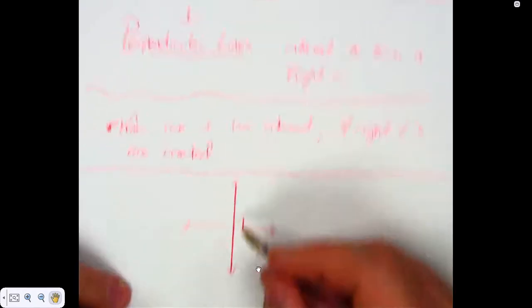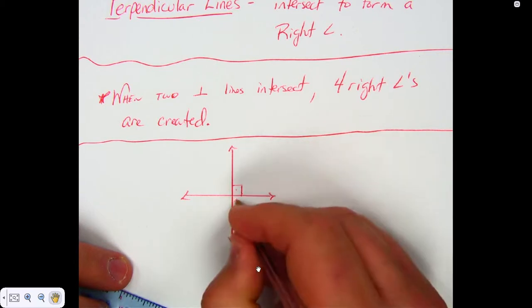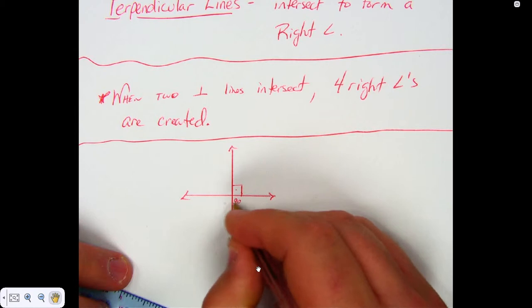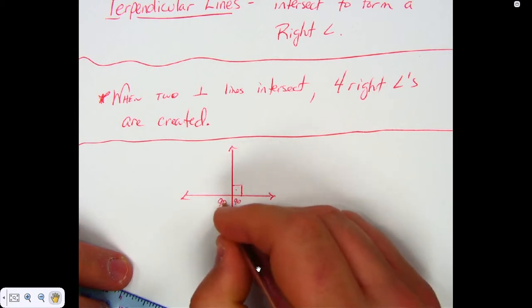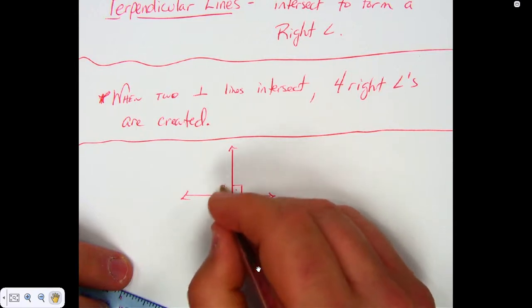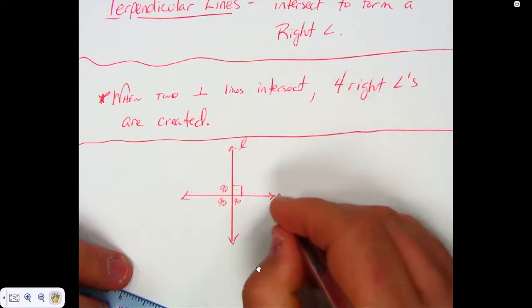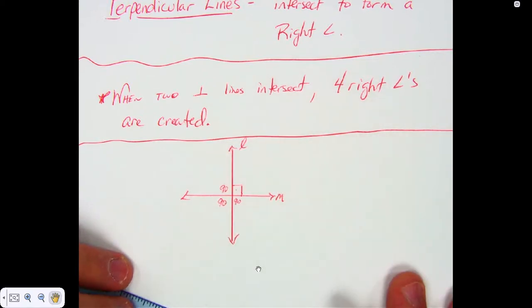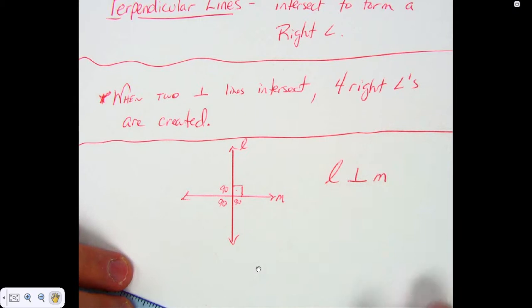If this is 90 degrees, what's the one beside it that makes a straight line with it got to be? Whatever's left out of 180. So if this one's 90, what's this one? 90. These two intersect to form a straight line, don't they? These are beside each other in a linear pair. So you can see how it creates four right angles. If I call this line L and this line M, as far as how we write it and the sign we use, you would say that L is perpendicular to M.